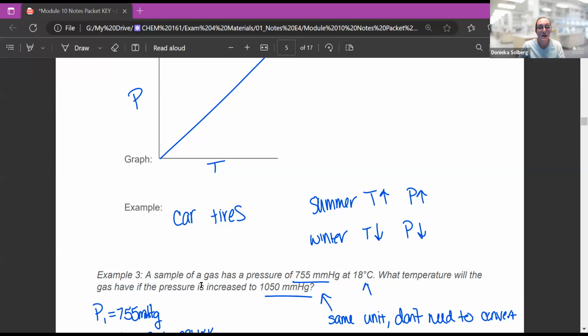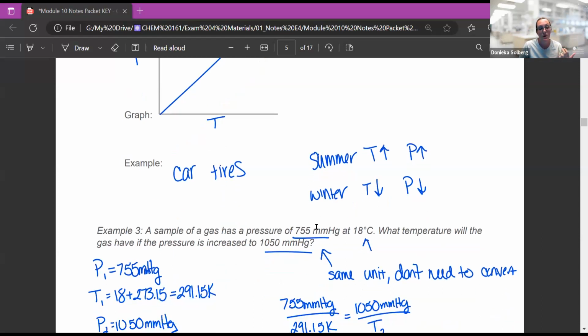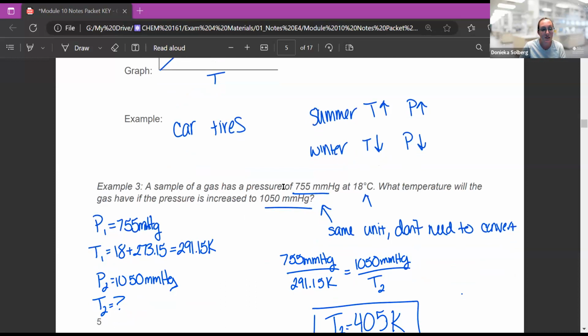All right, example number 3, I highly recommend pausing and doing this one by yourself. So pause it right now. Okay, and then I'll walk through it. So a sample of gas has a pressure of this, I know, millimeters of mercury, at 18 degrees Celsius. So I have a pressure, I have a temperature, go ahead and convert it to Kelvin, but you don't have to convert the pressure as long as both pressures are in the same unit. So what temperature will the gas have if the pressure is increased to this?